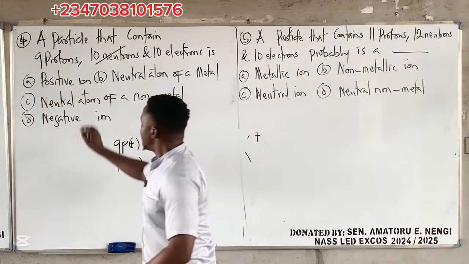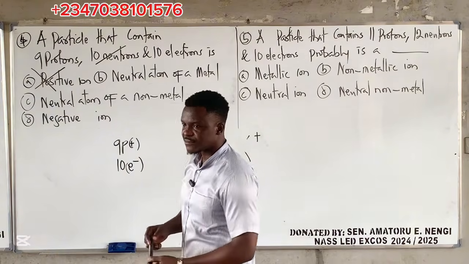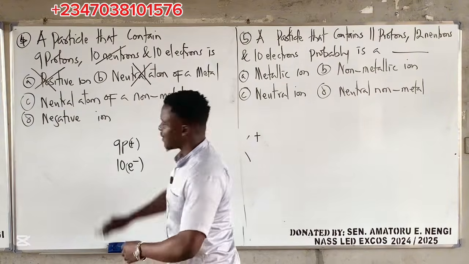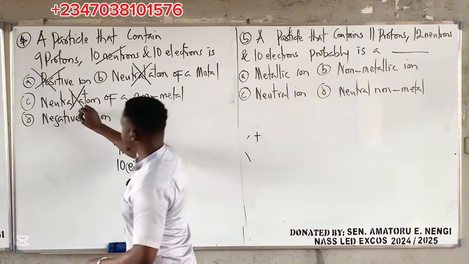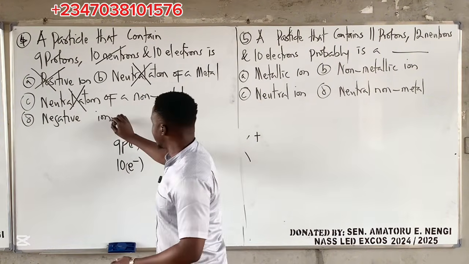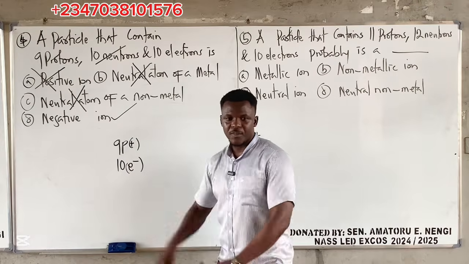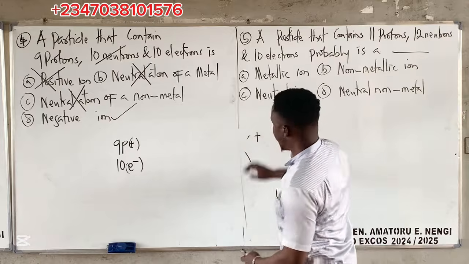Now, they said A, this is wrong. This will not be the answer, right? Neutral atom cannot be the answer. But the answer is negatively charged, because electrons are greater than protons. That's the concept. Now you come down to the next one.